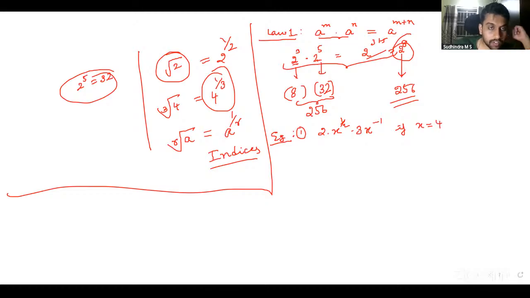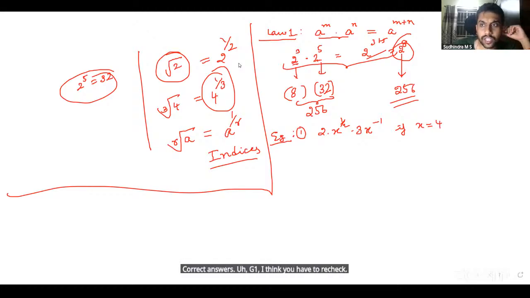Find the value there. If x is equal to 4, what is the simplification? Very good. Ganavi, Tanushri, Sharat, Lahari. Correct answers. Jeevan, I think you have to recheck. Sahana, you have to recheck. Ananya, correct. Viksha, correct. Apurva Jogi, you have to recheck.